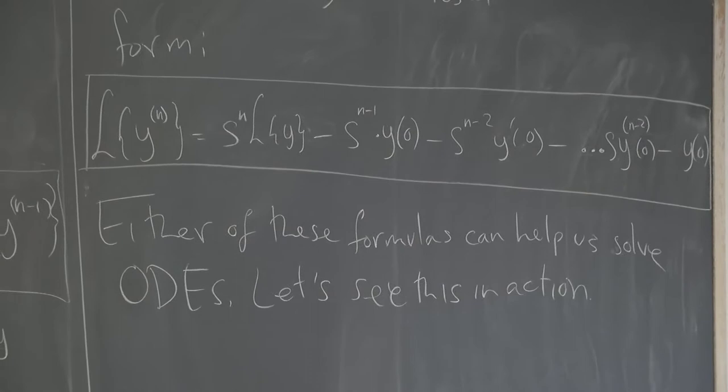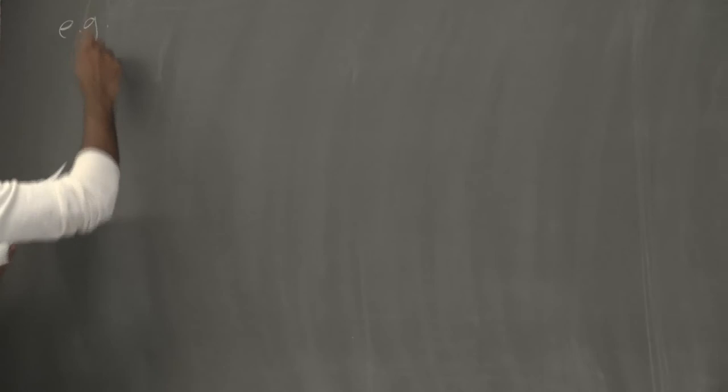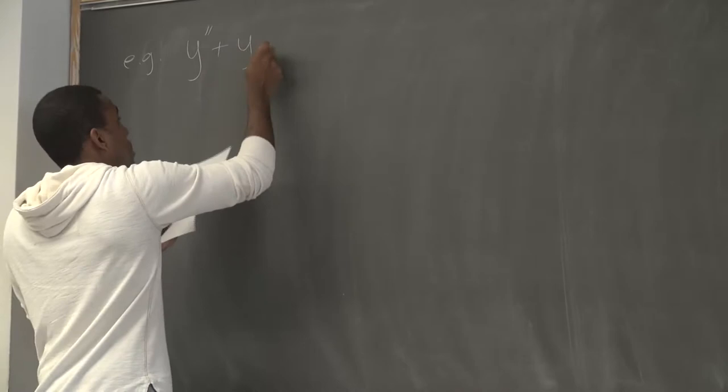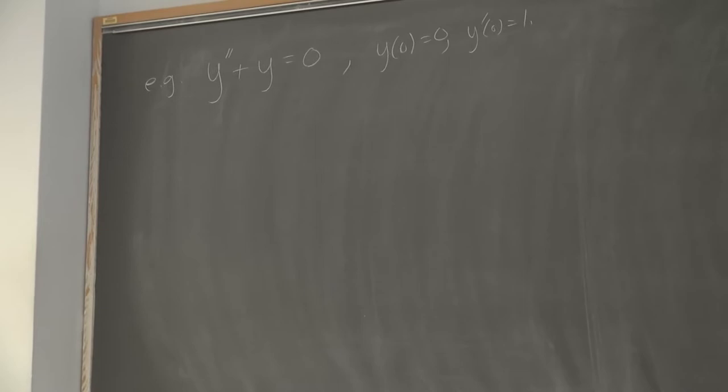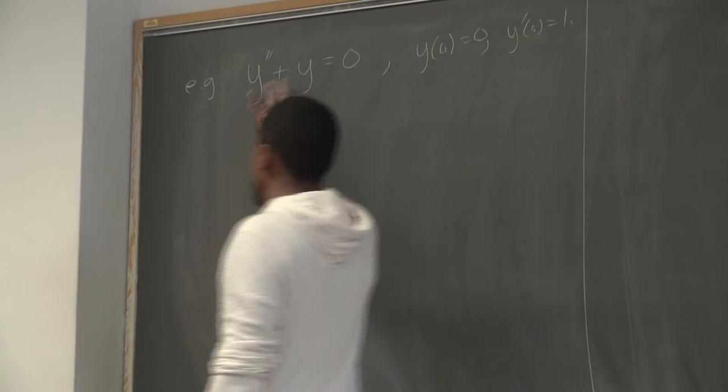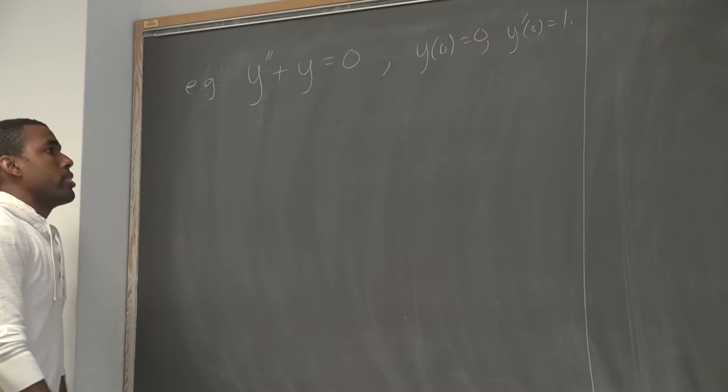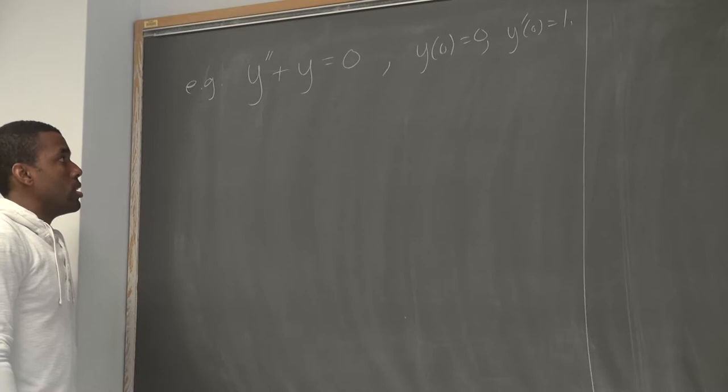So example, and we're going to see the difference here. y double prime plus y equals 0, where y of 0 equals 0, y prime of 0 equals 1. That's the first example. Of course we know how to solve this with undetermined coefficients. It's actually not a bad problem. We know that sine and cosine are going to be the linear independent solutions, and then we're going to plug in the initial conditions. So we're going to see the difference between Laplace transforms and solving this regularly.